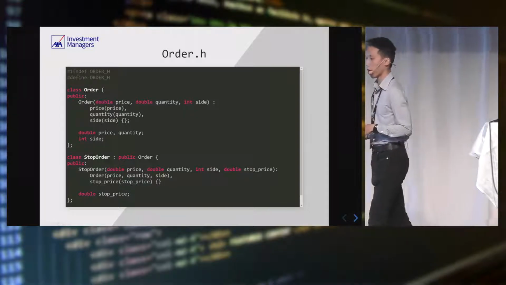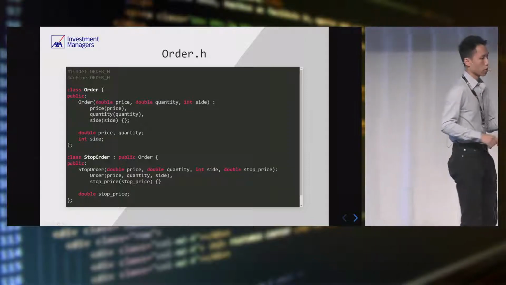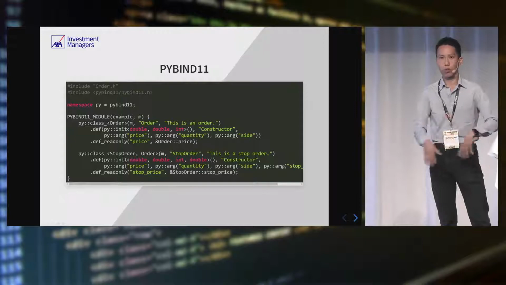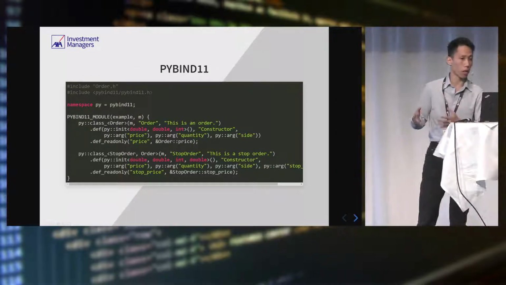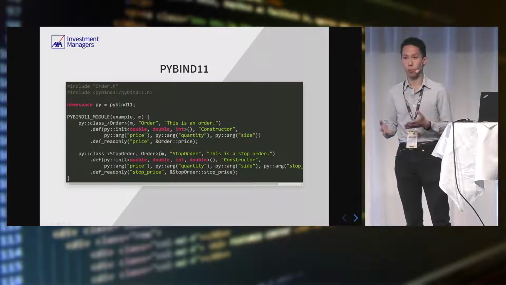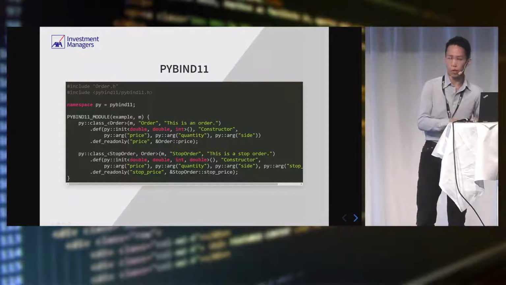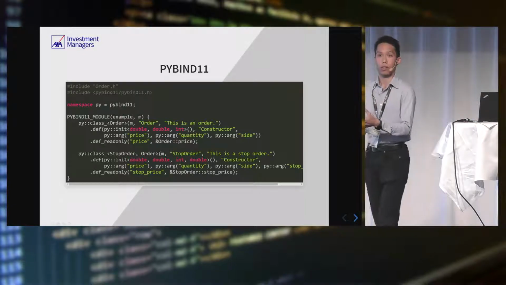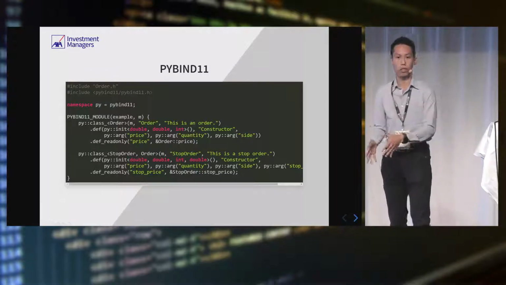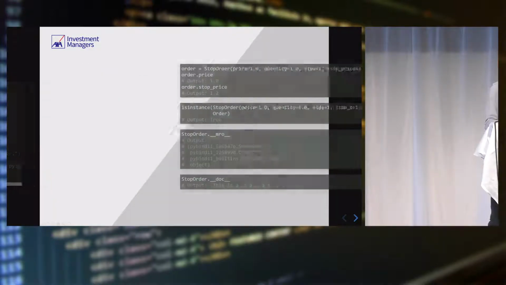On Pybind11, I have the source code in header files, the same kind of implementations of Order and StopOrder. Then I just bind the Order class to the Python class name Order. I put the docstring, and I bind the constructor and also the methods. I can also have the subclass StopOrder, but I have to declare the inheritance, where the superclass is Order. Then I just declare the extra attribute of it.